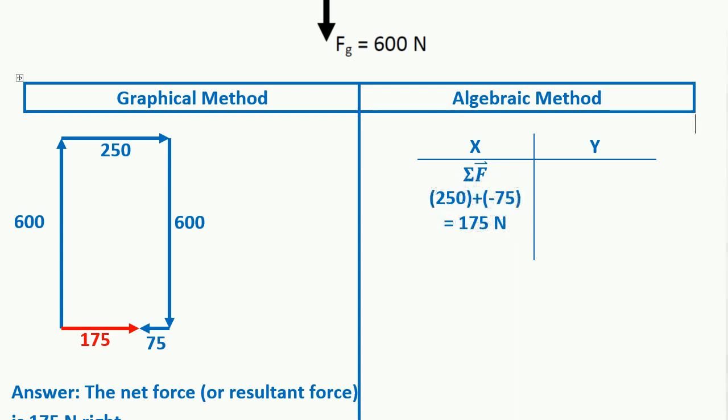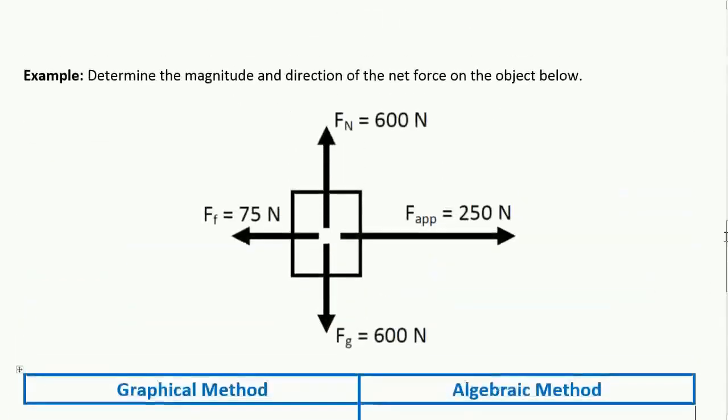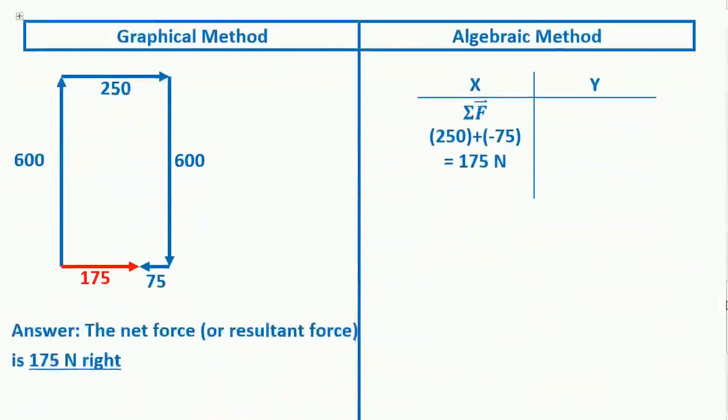How about the y direction? Well, you'll recall that in the y direction, we've got a 600 newtons up and a 600 newtons down. So I want to take those forces. I want to sum them up. I want to add them together. And if I do that, I get this. There's my 600 up, or positive 600. There's my 600 down, or negative 600. And I'm adding them together, right? I'm summing the forces. 600 plus negative 600 gives me 0.